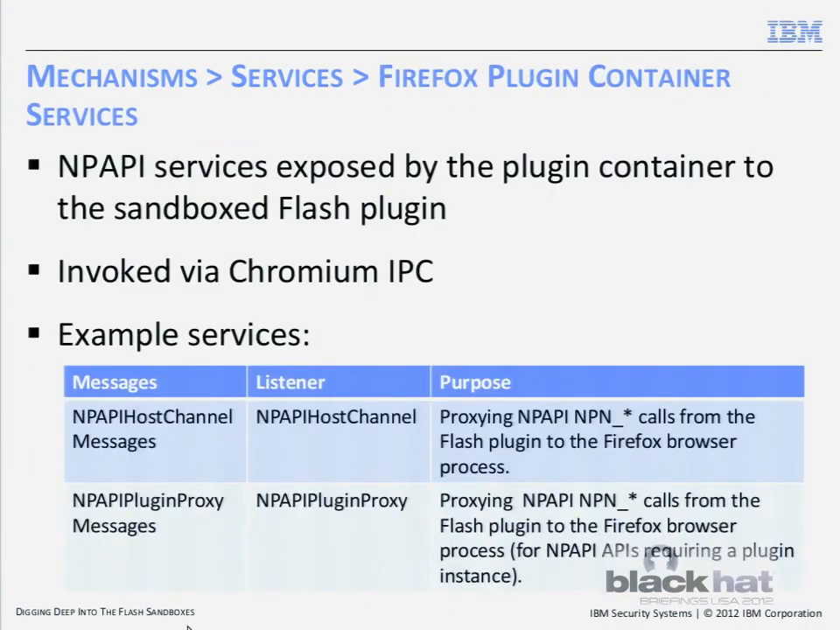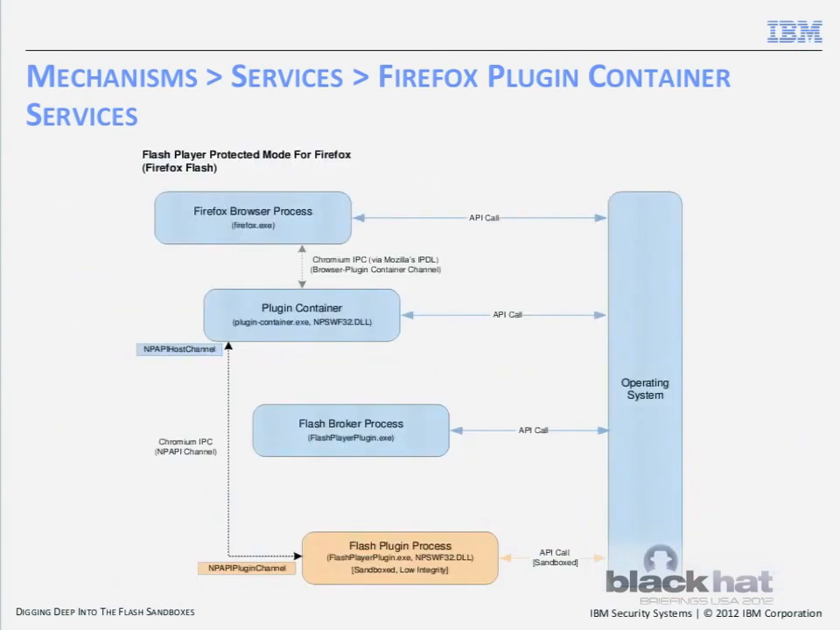The fourth set of services that we'll discuss is the services exposed by the Firefox plugin container. These services are mostly for invoking and forwarding NP API calls. To visualize, the plugin container exposes services to the Flash plugin process for forwarding API calls to the Firefox browser process. So it is mostly for forwarding NP API calls between the browser process and the Flash plugin process.